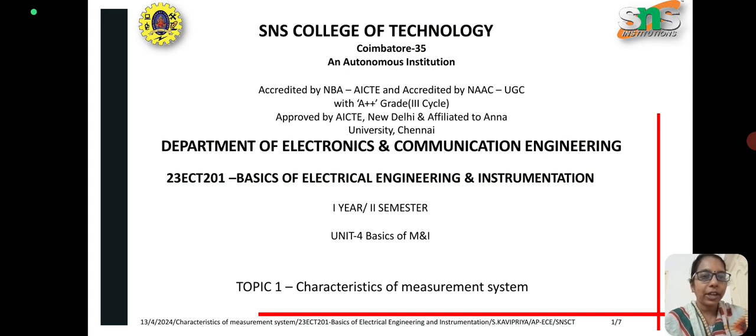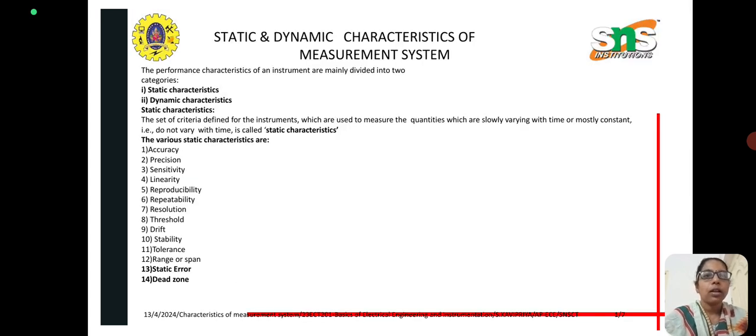Today I am going to deliver a topic called Characteristics of Measurement System. The characteristics of measurement system are basically classified into two types. First one is static characteristics, second one is dynamic characteristics. Static characteristics are used to measure the quantities which vary slowly with time or are constant, mostly constant. So it does not vary with time.